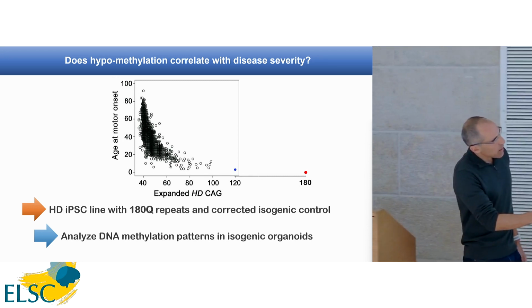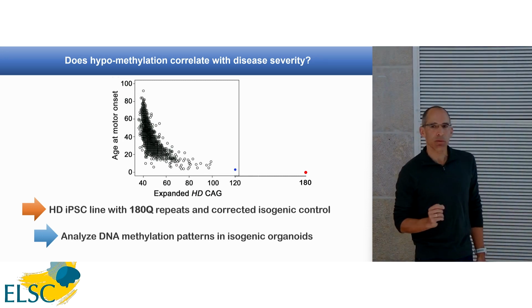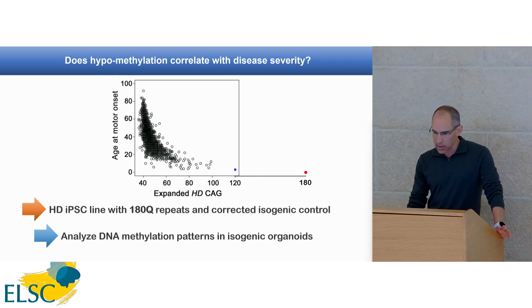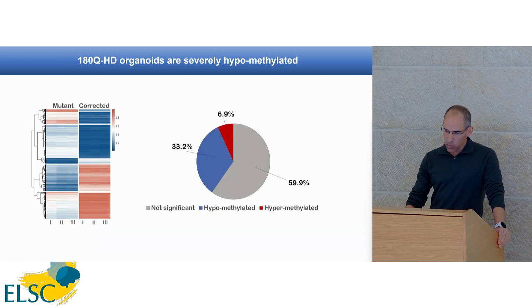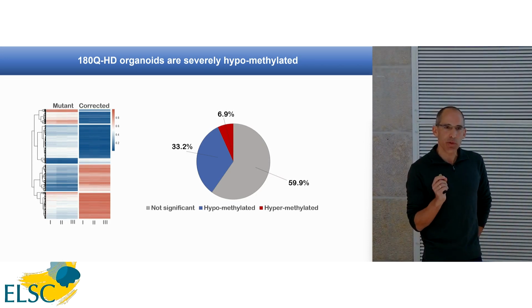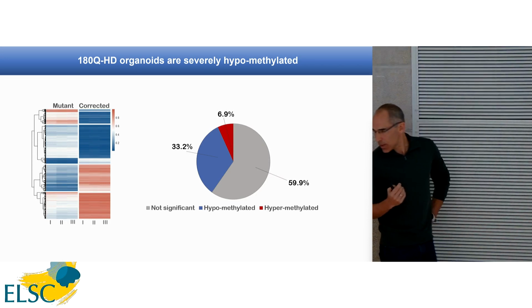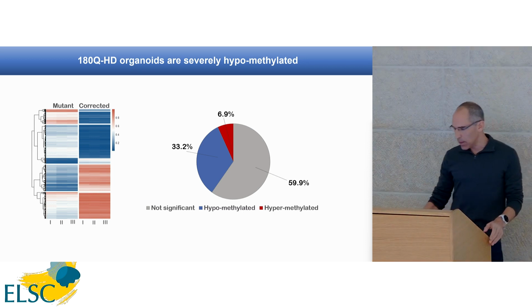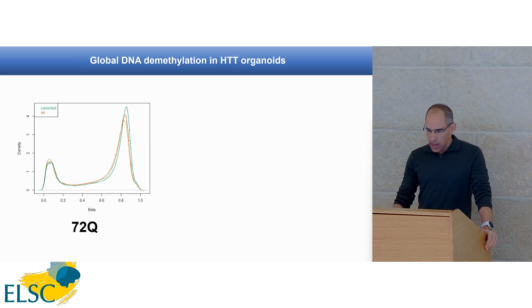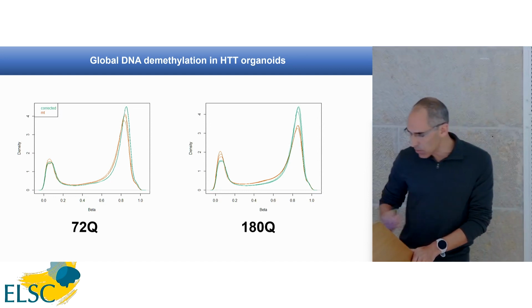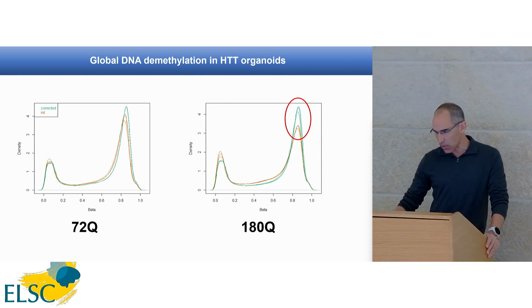The age of onset for this patient was 6 years old. A 6-year-old male, for which, as I said, iPS cells are available, and we have the isogenic cells. So we repeated the experiment, and lo and behold, this time we found more than 30% of the CpGs are demethylated. Really global and robust hypomethylation in the disease cells. Again, if you compare this to the decrease that we saw earlier, that was 10%. Here we see this 30% decrease in the 180Q.